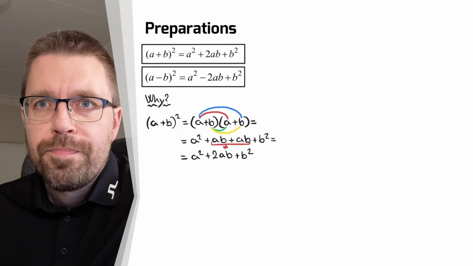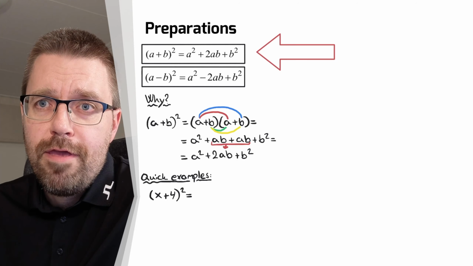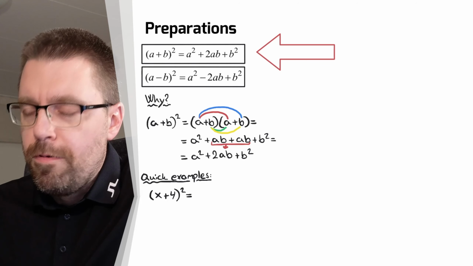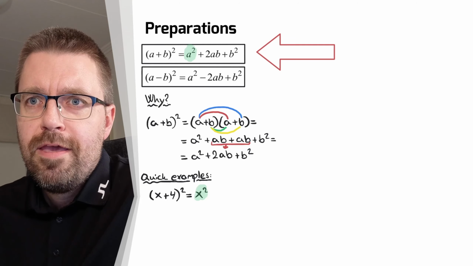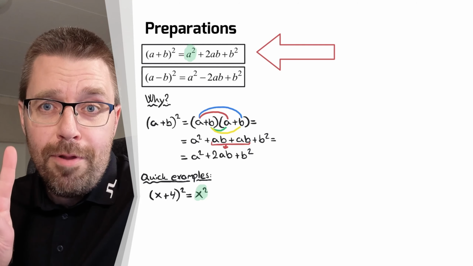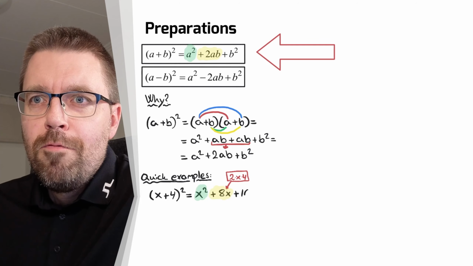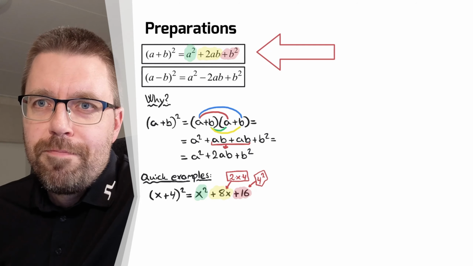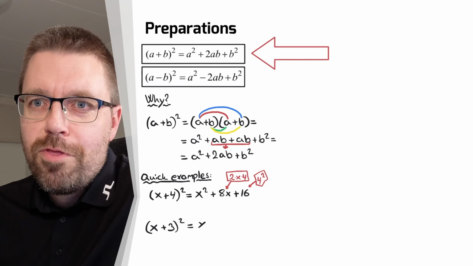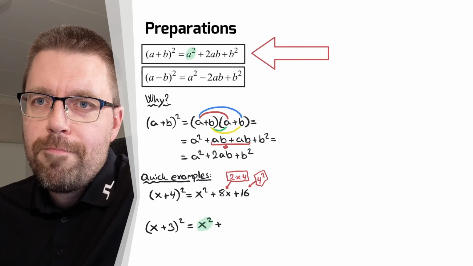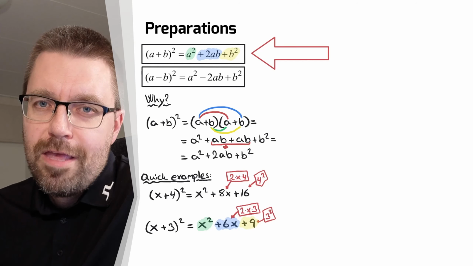Two quick examples. x plus 4 squared. If we follow the first rule here, then we can first take the first term and square it, like x squared. Then we have the double of the product, so we have 8x, and then we take the last term and square it. Here is how to expand this one. Another one, we take x plus 3 and square it. First x squared, then plus 6x, and then plus 9, 3 squared.